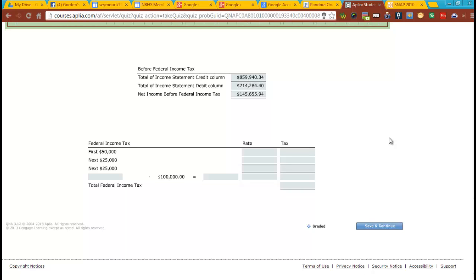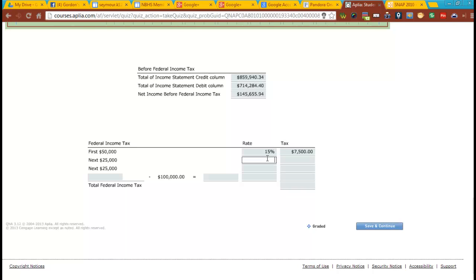Okay, so this is what gets a little bit confusing. What the federal government is doing and how we're going to calculate it here for accounting class is the first $50,000 we are going to pay a 15% income tax. So right here we have to put in 15%. What I need to do right now is I need to multiply 50,000 times 15%, or in your calculator 0.15. Okay, when you do that, what do you get? 7,500.